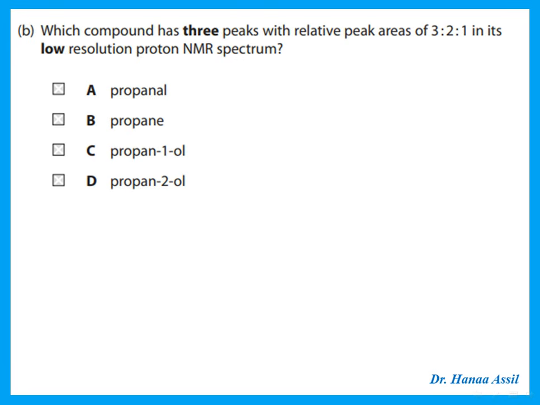Okay, which compound has three peaks? So we want something that gives three peaks, and the relative peak areas are 3 to 2 to 1. So let's take a look at the structure of each of these. Propanal. What is the structure of propanal? That's it. Now, how many peaks in the proton NMR? You can see that we have three types of hydrogens. So this will give three peaks, and they are in the ratio of 3 to 2 to 1. So this is actually our answer.